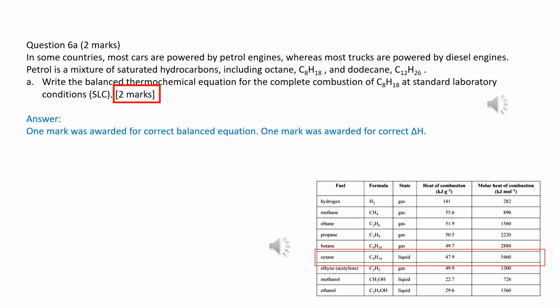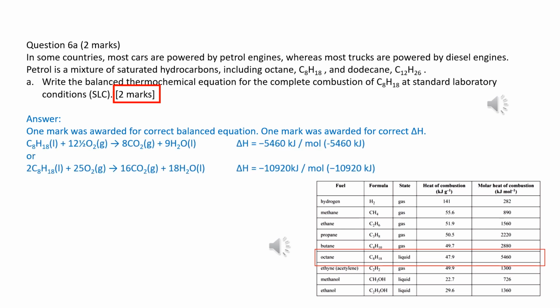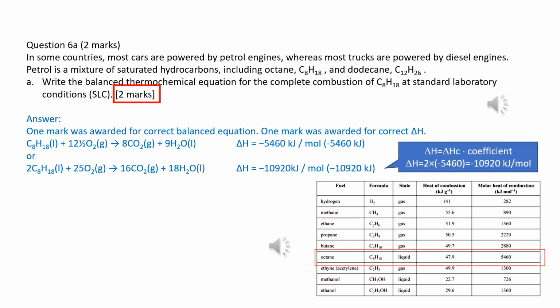Attention! The heat of the reaction was related to the equation coefficients. The heat of combustion given by the data book was the heat given per mole or gram of fuel. If the number of moles of fuel was not 1 mole, then the heat of combustion should be multiplied by the coefficient to obtain the heat of the reaction.